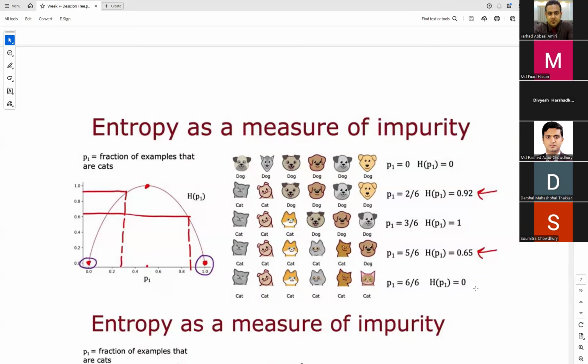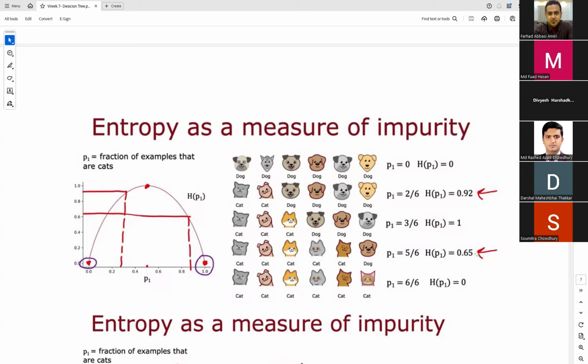So the first one and the last one are the best because they're completely pure, because entropy is 0. The middle one is the worst case, where the entropy has its maximum value, 1. How about these two? Which of them is more pure? This case or this case?